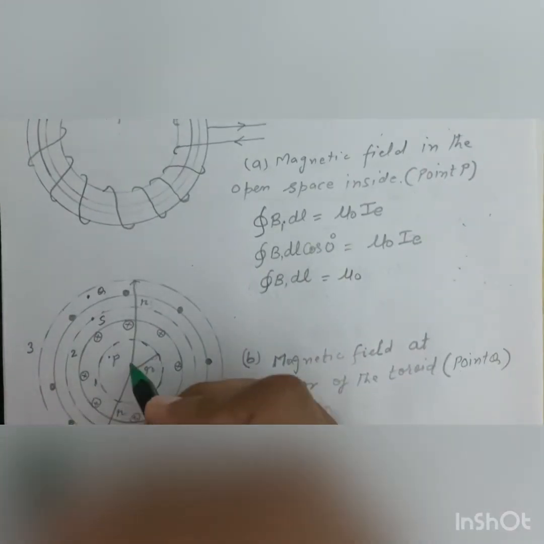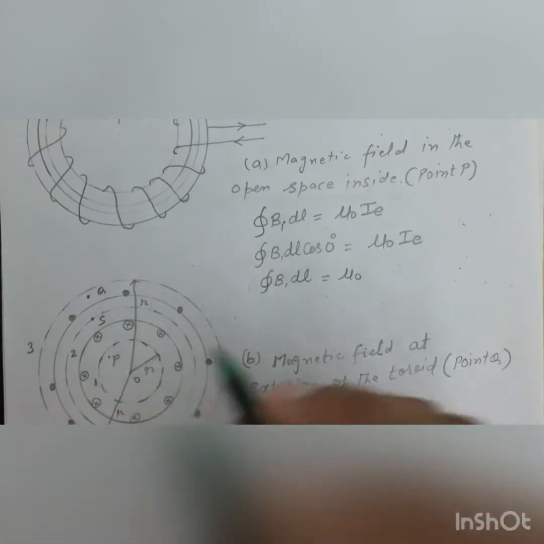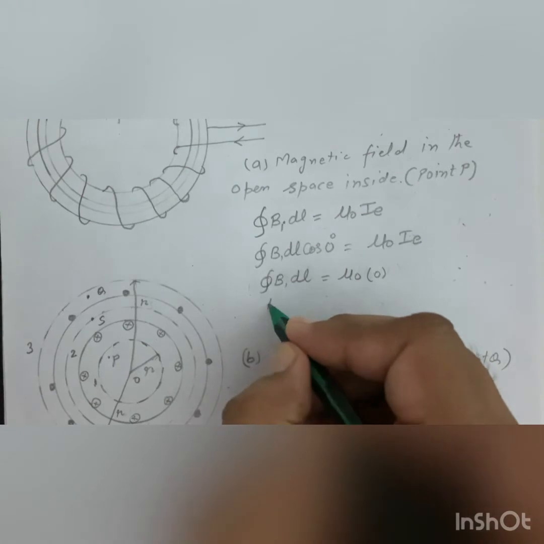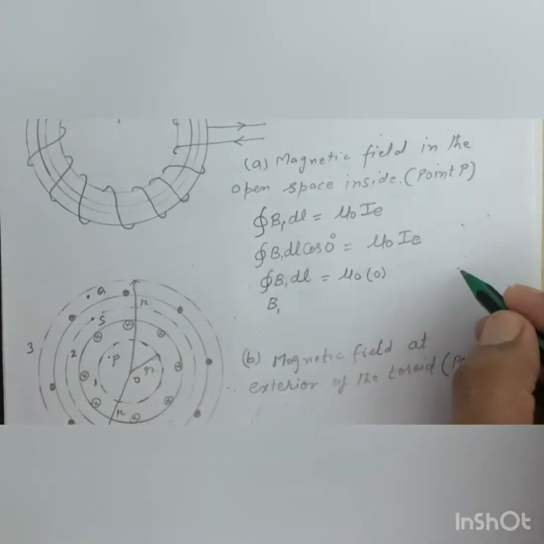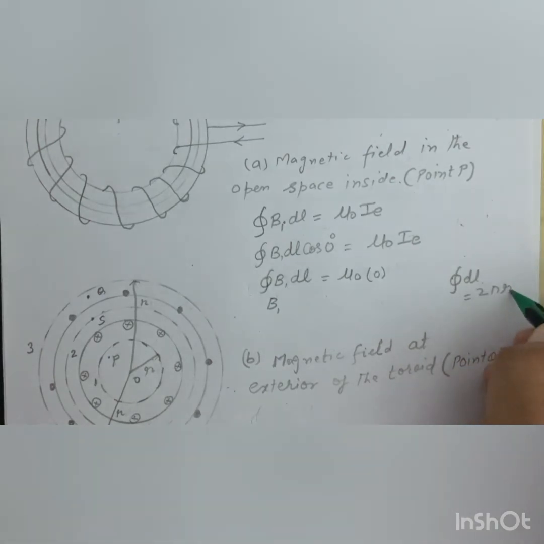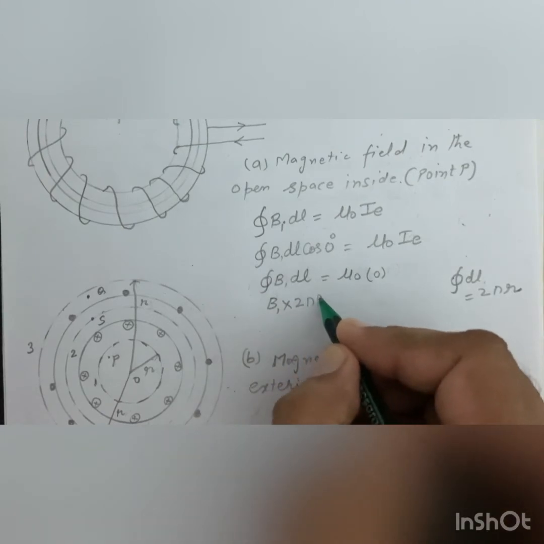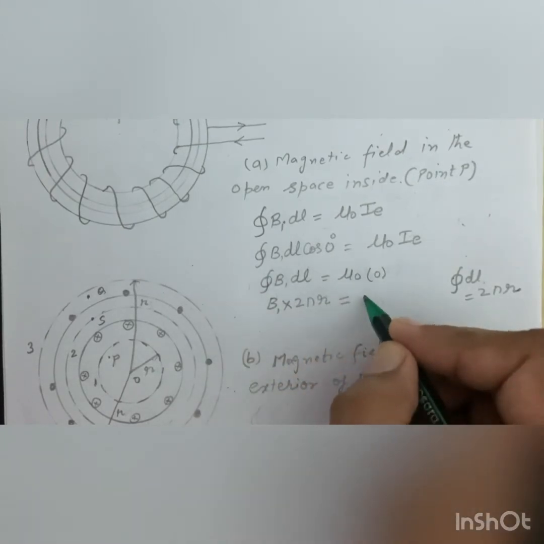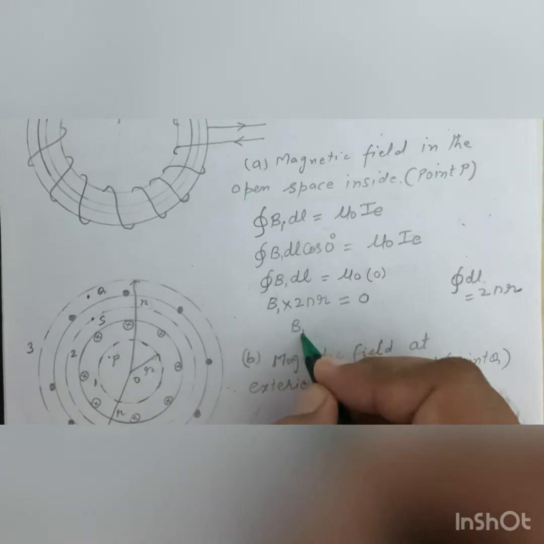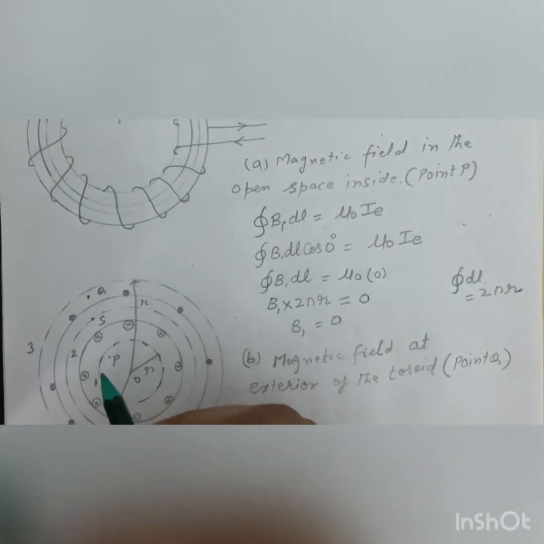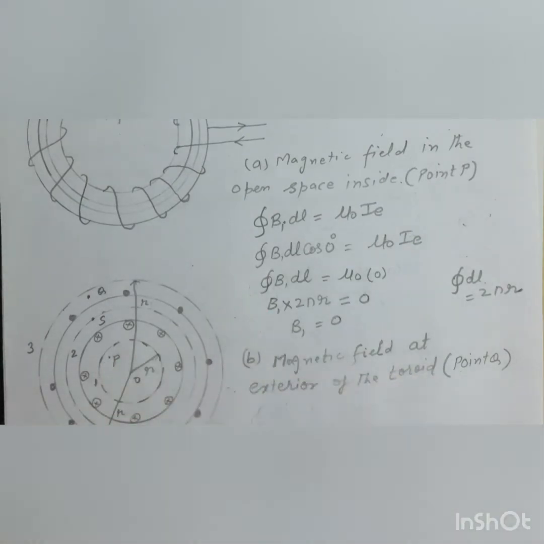Here no current is coming out of this Ampere loop 1, so we write 0. We have B1 times the line integral of dl, which is 2 pi r, equal to 0, so B1 is 0. So the magnetic field here at point P is 0.